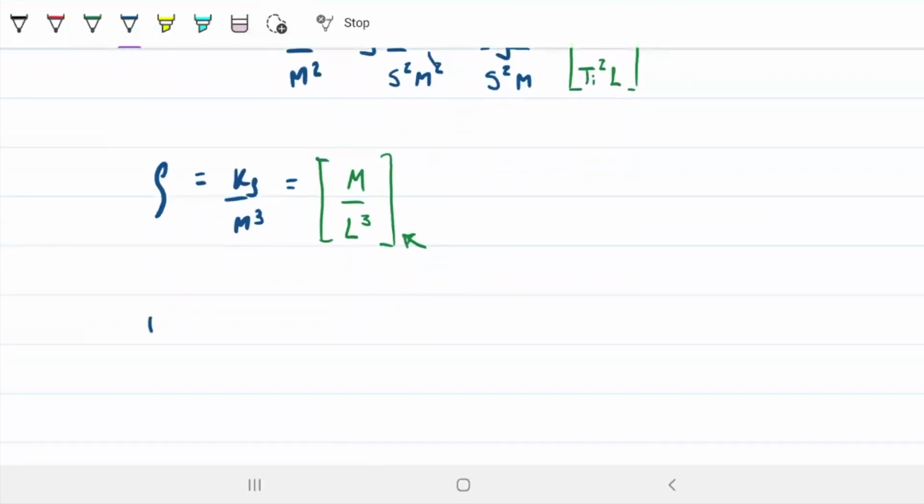Next one, we have velocity. And velocity, we know that's meters per second. So our dimensions here, meters, that's length, right? And then seconds, that will be time.